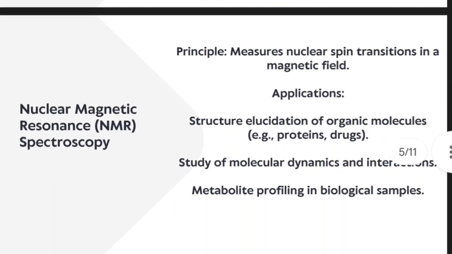The next spectroscopic technique could be considered nuclear magnetic resonance spectroscopy. It measures nuclear spin transitions in a magnetic field. It's applied for structure elucidation of organic molecules like proteins and drugs. It's also used for study of molecular dynamics and interactions and metabolite profiling in biological samples.